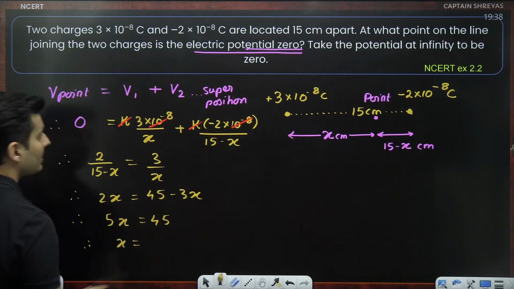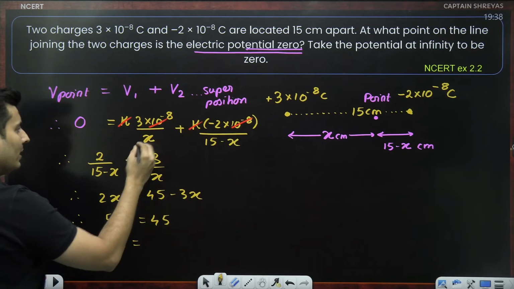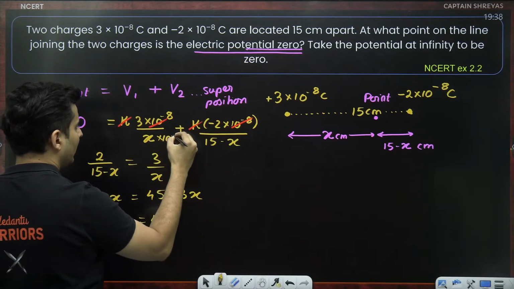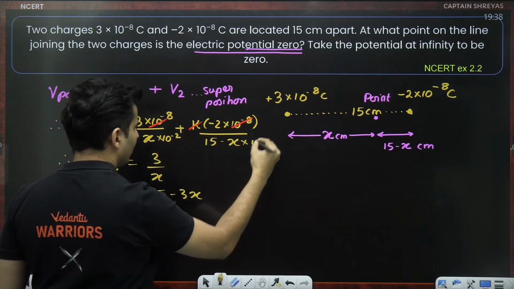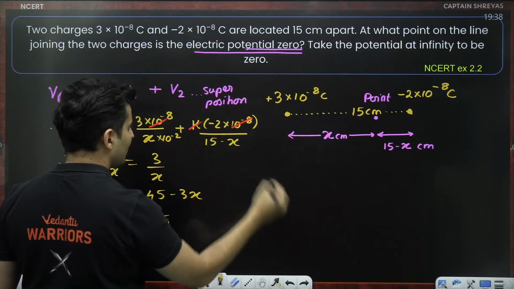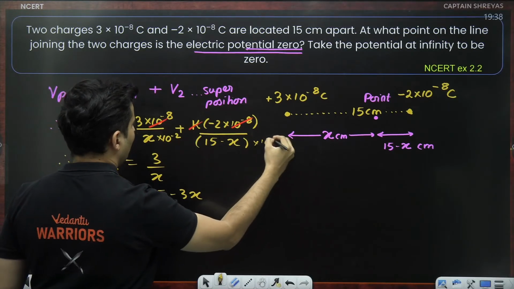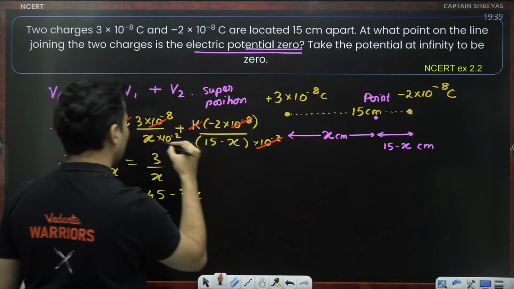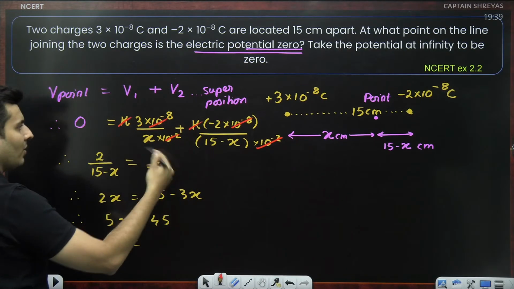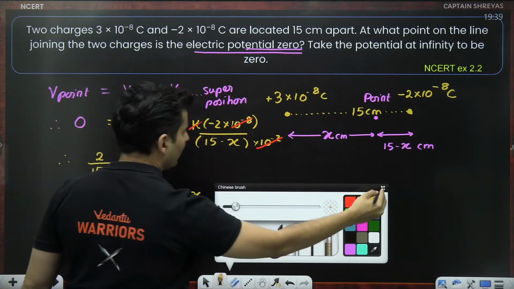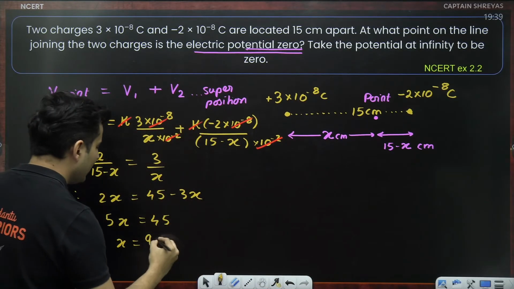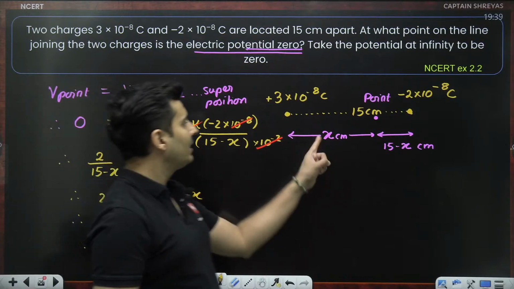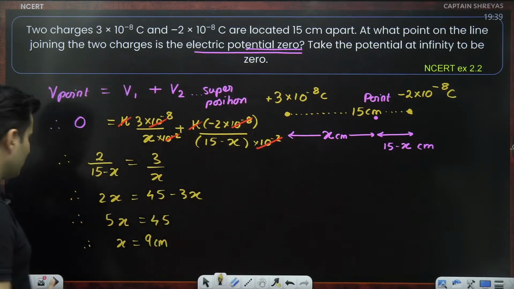Therefore, x will be... I did one silly mistake. I had to multiply it by 10 to the power minus 2, because this was in centimeters. But the best part is this silly mistake won't cost me anything, because it will get cancelled anyway, since it's 0. So I don't have to worry about it. So this will be basically 9 centimeters, because everything I assumed was in centimeters. So that should be the answer.